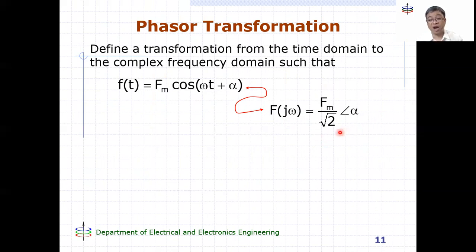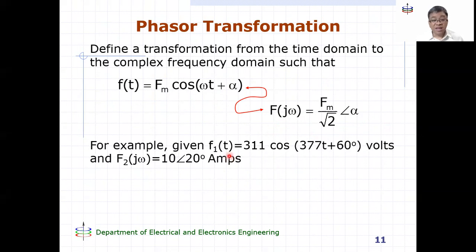Of course, this looks familiar. This is the complex number that you just learned earlier. So what we're saying here is, in electrical engineering, every time you see a sinusoidal function like this, a time varying function, we can represent this as a complex number, as a phasor. Let's put an example. This is your time domain signal: 311, that's the magnitude, the amplitude, cosine of 377t plus 60 degrees, volts. This is actually a voltage signal in volts.